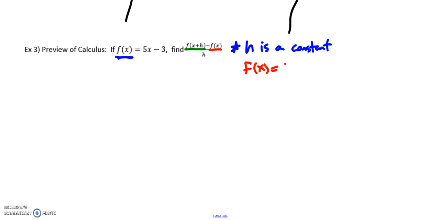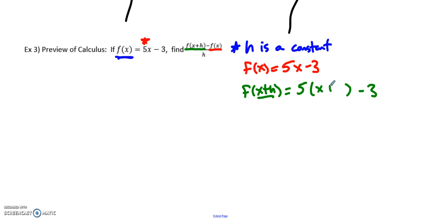F of x is, we already saw, 5x minus 3. By definition, right there. The f of x plus h, we're going to take f of x and replace every x with x plus h. Or if we want to look at it another way, f of x is 5 times something minus 3. We're just changing that something to x plus h. So it's really 5x plus 5h minus 3. That's f of x plus h.